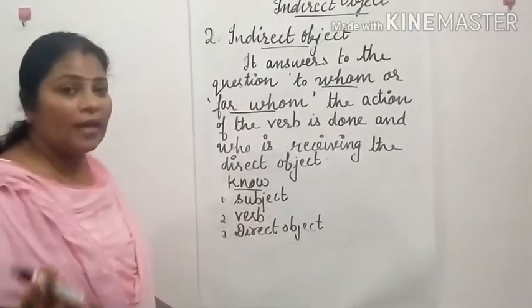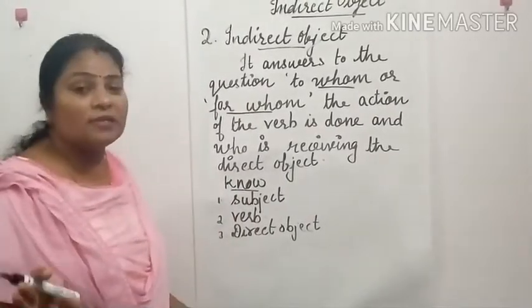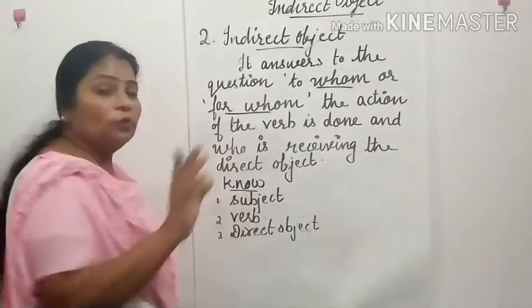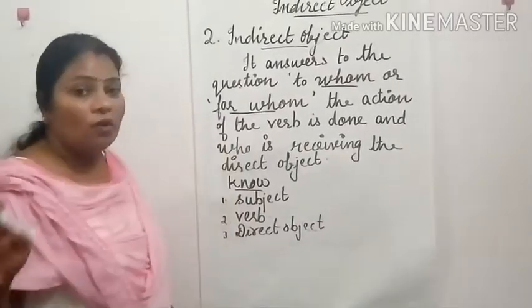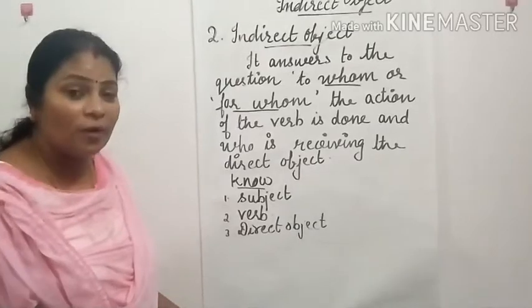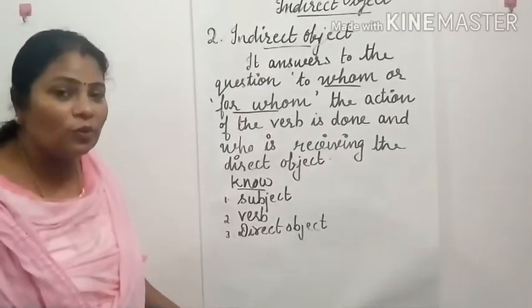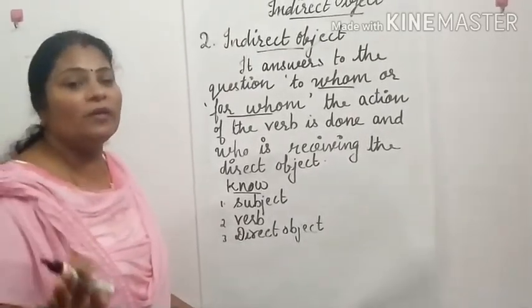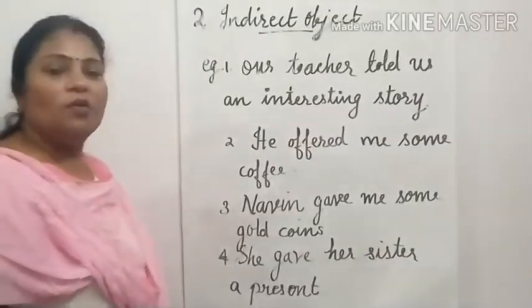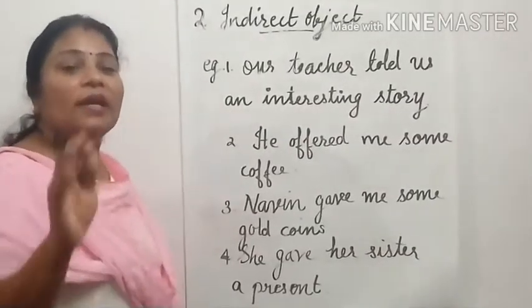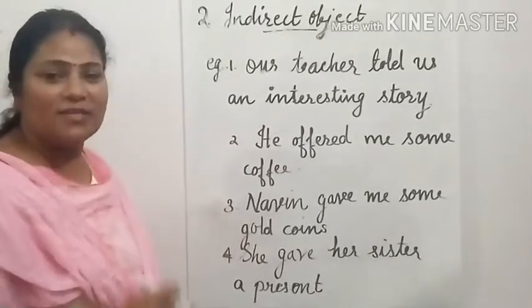To know indirect object, these are the things that you should know. One, you should know how to identify the subject. Second, you should know how to identify verb. And you should also know how to identify direct object, right? So now, let's understand indirect object with some examples.